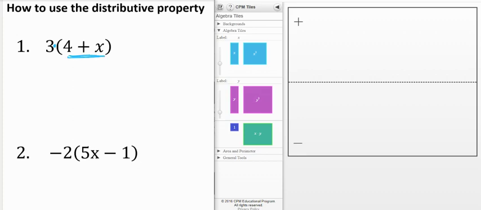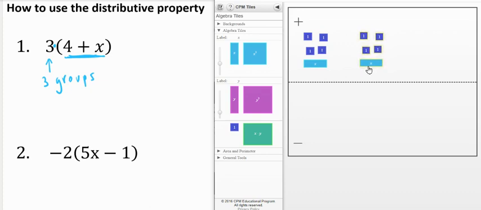So whatever I have in here, I'm going to have 3 groups of it because of the 3 out front over here. So let me get out 4 plus x to start. So I'll get out 4 units and 1 x tile. Okay, so there's one of my groups. So let me get 2 more of those. So there's 2 groups, and then there's a third group.